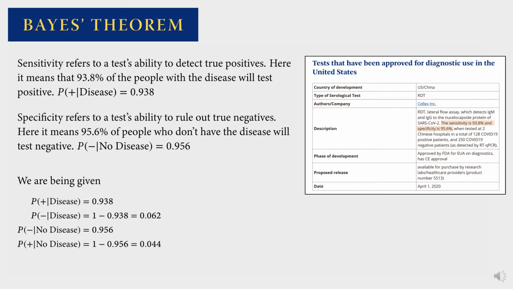Specificity refers to the ability to rule out true negatives. Given that a person doesn't have the disease, the test has a 95.6% chance of coming back negative. That means the probability of positive given no disease is 0.044.